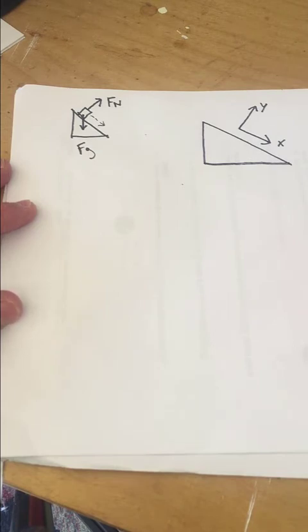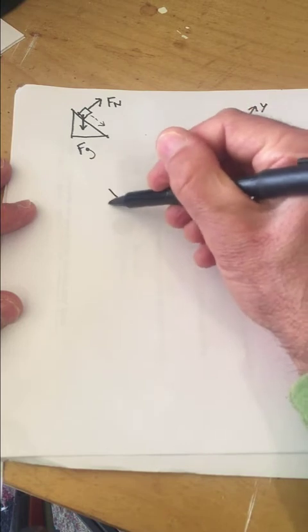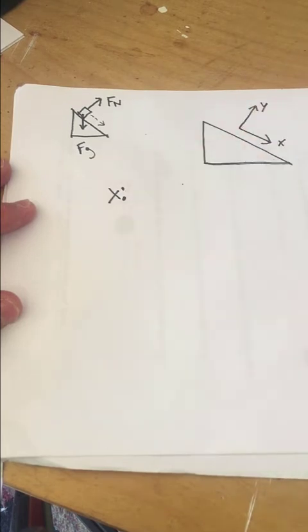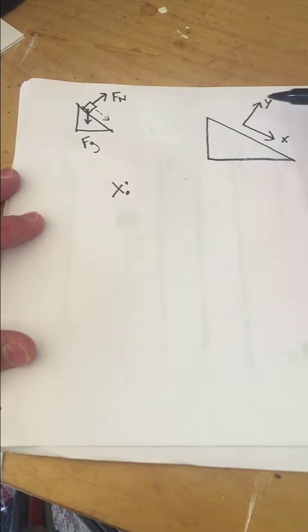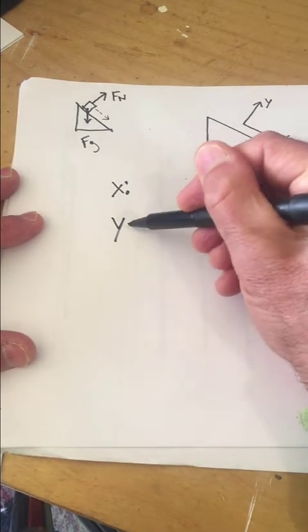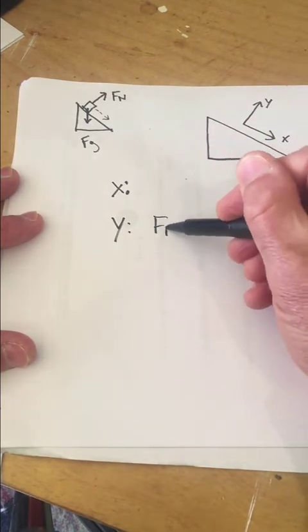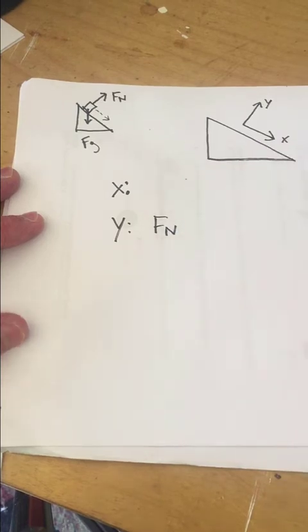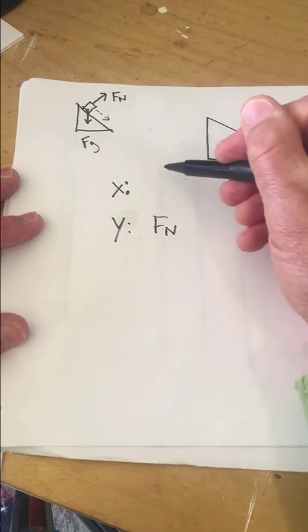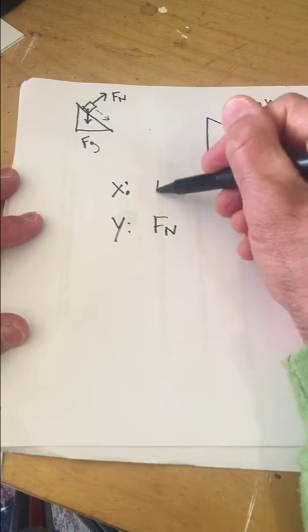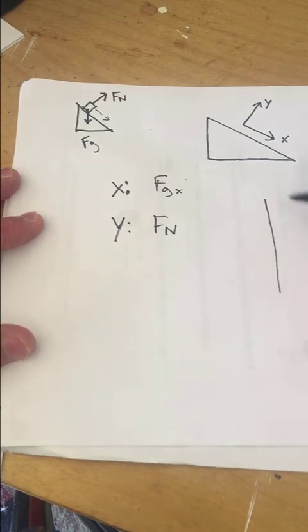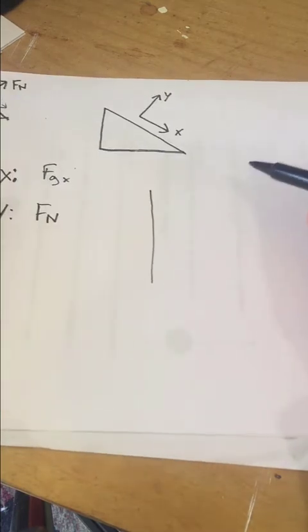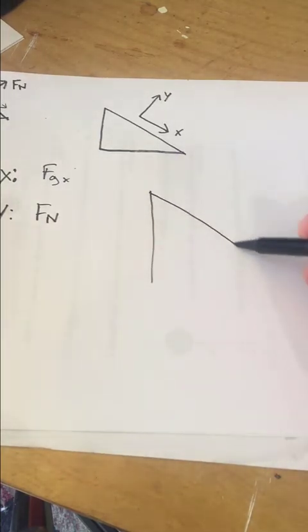So let's take a look at what's going on in both of these directions. In the x direction, let's think about what forces are acting. The normal force is completely in the y direction, so I'm going to put y here, and that's all the normal force. But in the x direction, we have part of Fg. I'll call it Fgx. In other words, if this is my block here, I'll make it a lot bigger so I can really draw things.